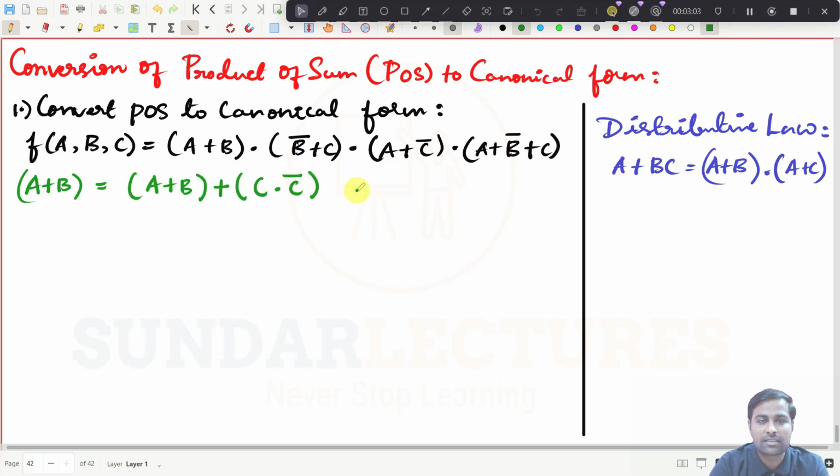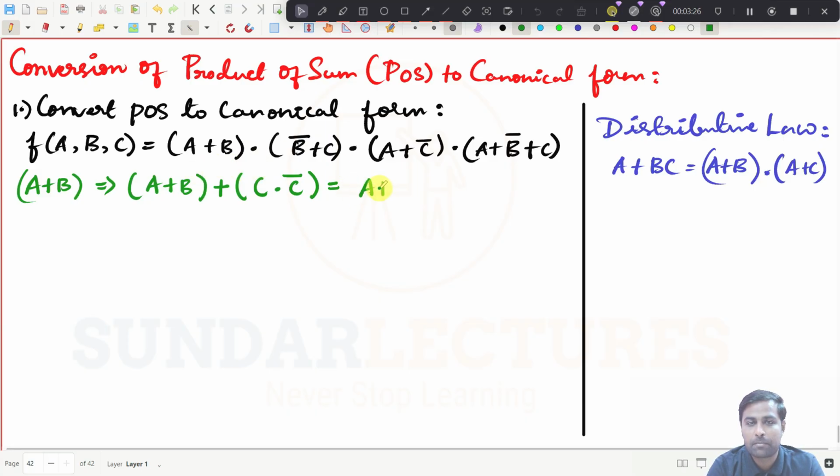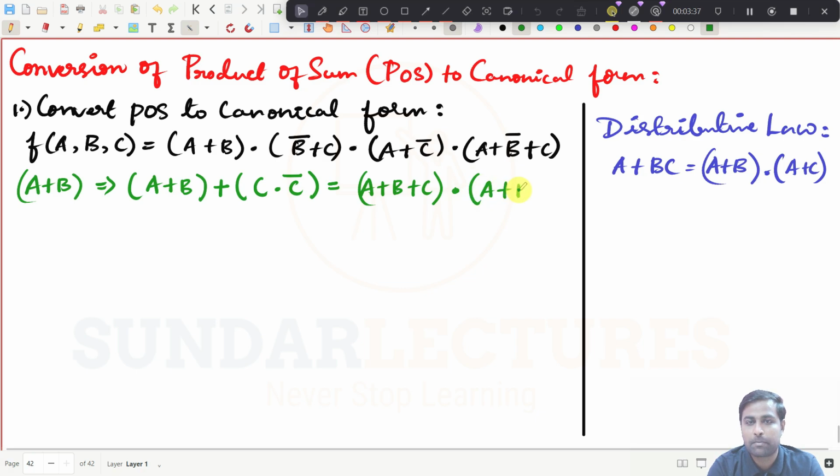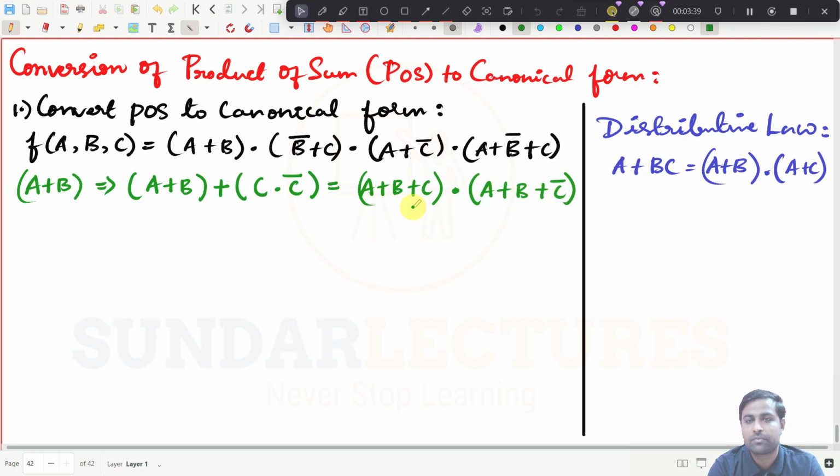So if you further simplify this one using the distributive law, it is A plus B plus C, and A plus B plus C bar. You see here, A plus B, right? And then A plus C. You take A plus B as the single term, and you can write it like this. So the first term is A plus B plus C, dot, multiplication, right? This is actual multiplication. And then A plus B plus C bar. That is the whole idea.